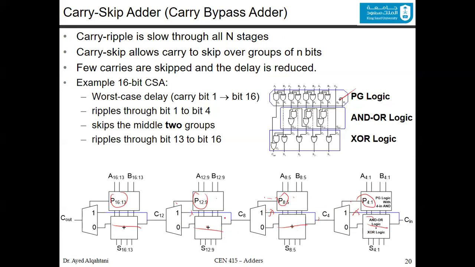So now the question is, what is the worst case? The worst case delay from bit 1 to bit 16 in this example. You ripple through bits 1 to 4. So rippling here, that's the worst case. And then you skip the middle two. So you skip here and skip here. And then you ripple through from 13 to 16. That was the worst case scenario. How is this happening?